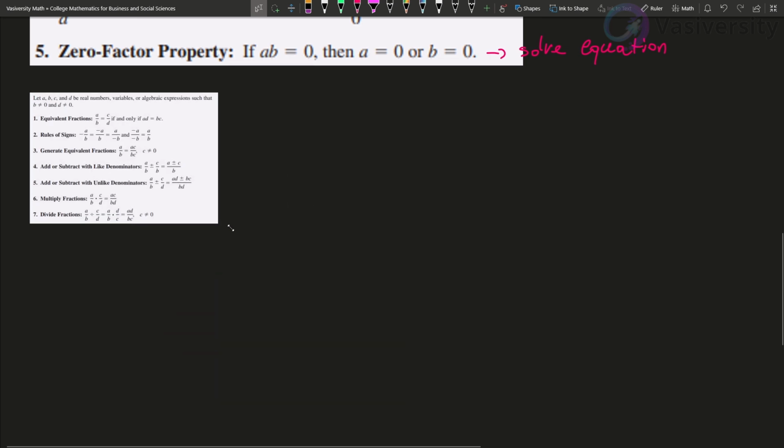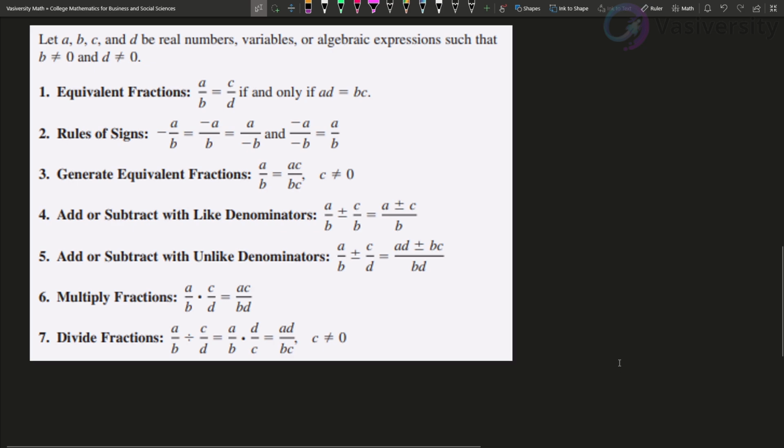So it's going to be the fraction properties. Let a, b, c, and d be real numbers, variables or algebraic expressions, such that b and d are not equal to 0. This is very important. We always have to keep that in mind, especially when we're dealing with equations.